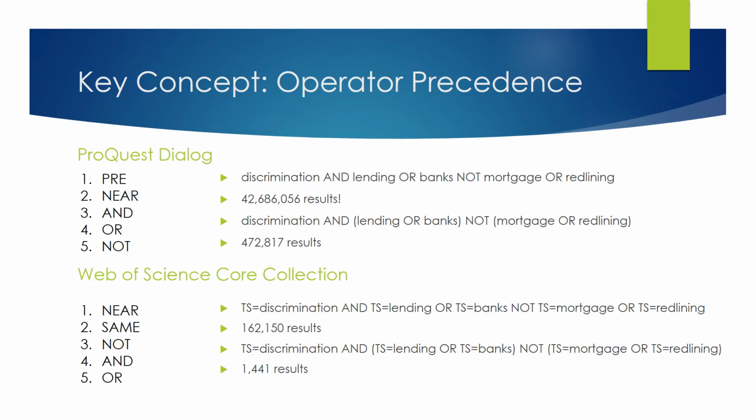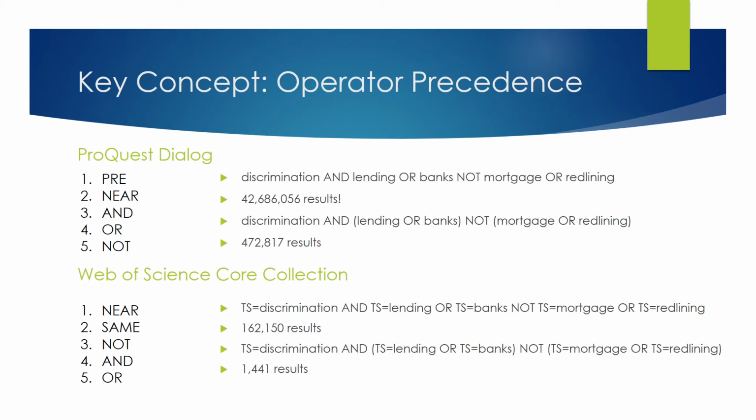To look at how this will affect your searches, let's say you want to do a specific search about discrimination in awarding bank loans, but you want to exclude results for housing discrimination, which is more common and would dominate your results. If you put the search terms discrimination and lending or banks, not mortgage or redlining, into ProQuest Dialog without parentheses, the terms discrimination and lending or banks will be searched first, then mortgage or redlining.